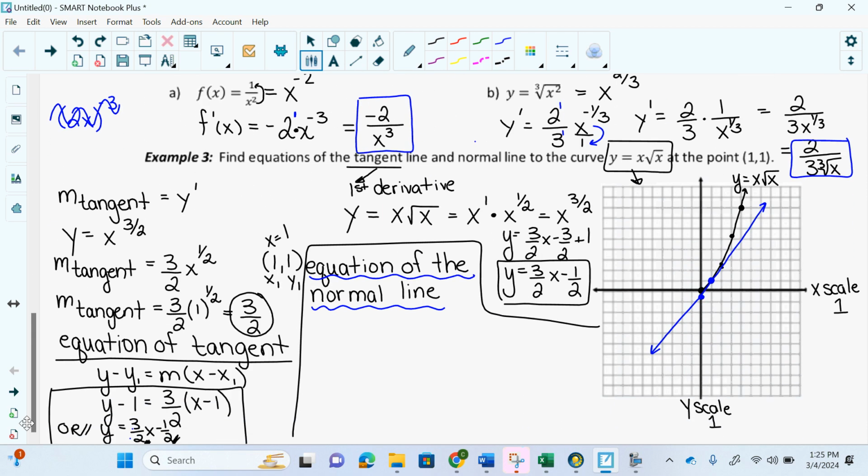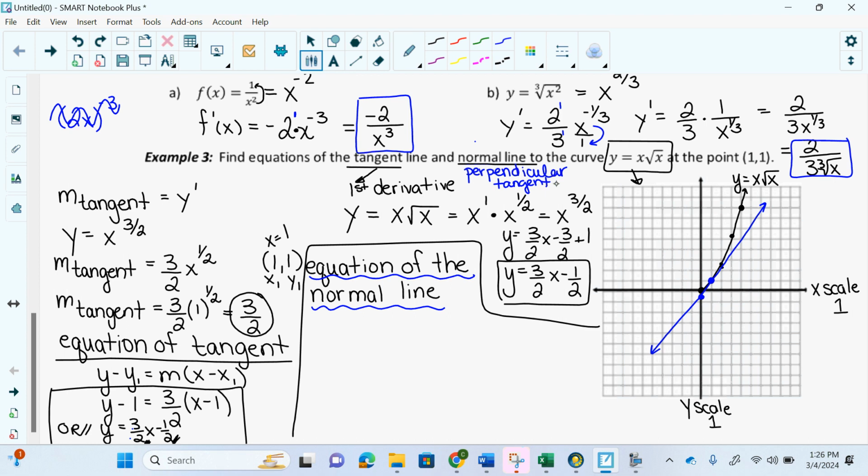The normal is just the perpendicular tangent. That's it. So basically, if they ask you for the normal, you just have to find your tangent slope, the tangent slope itself, and then you need the perpendicular of that. That's what the normal is. So you take your tangent slope and you take the reciprocal of it and the opposite sign.